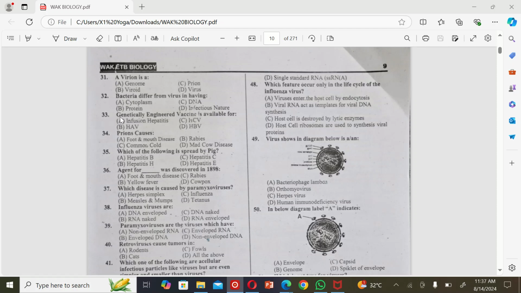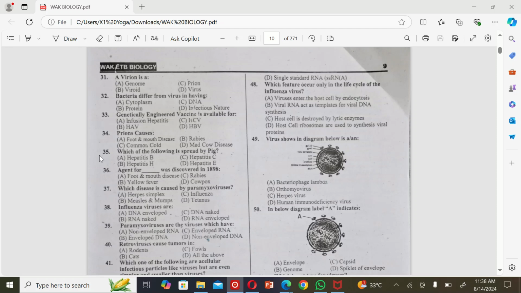The next MCQ is: genetically engineered vaccine is available for A, infectious hepatitis, B, HIV, C, HCV, and D, HBV. The correct option is D, HBV. The next MCQ is: prions cause A, foot and mouth disease, B, rabies, C, common cold, and D, mad cow disease. The correct option is D.